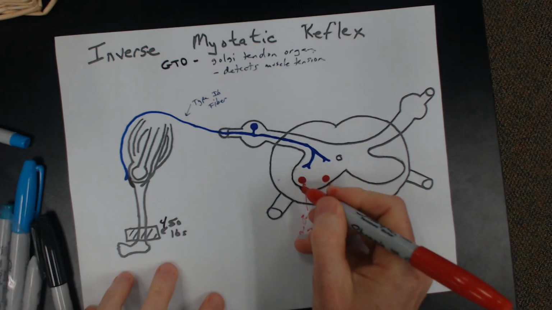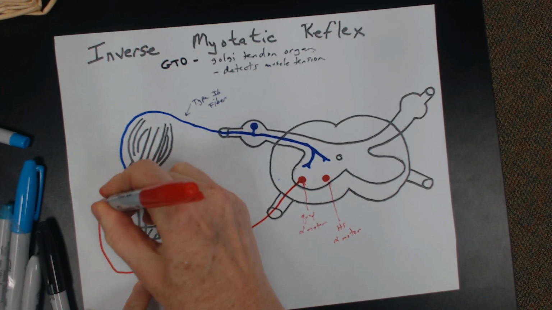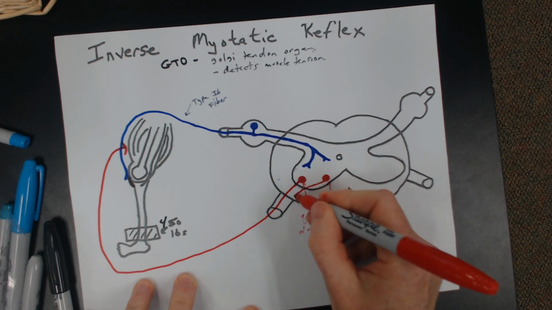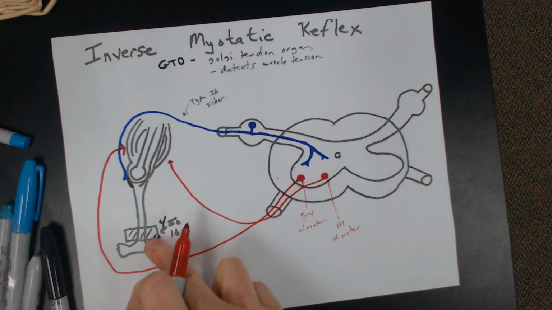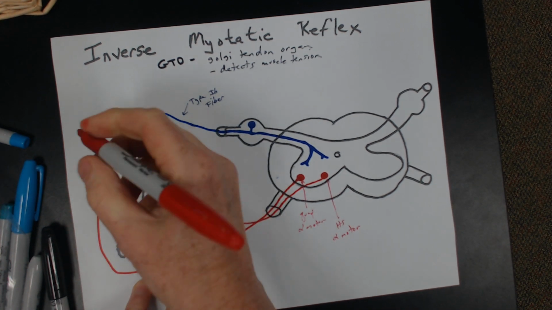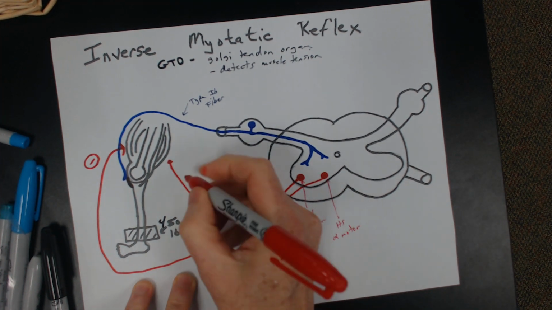Alpha motor neurons are going to come back and innervate their respective muscles, or send out axons that innervate their respective muscles. Only this time, we want the opposite situation to happen, right? So if this is too heavy, we want this process to inhibit the quads, but activate the hamstrings.